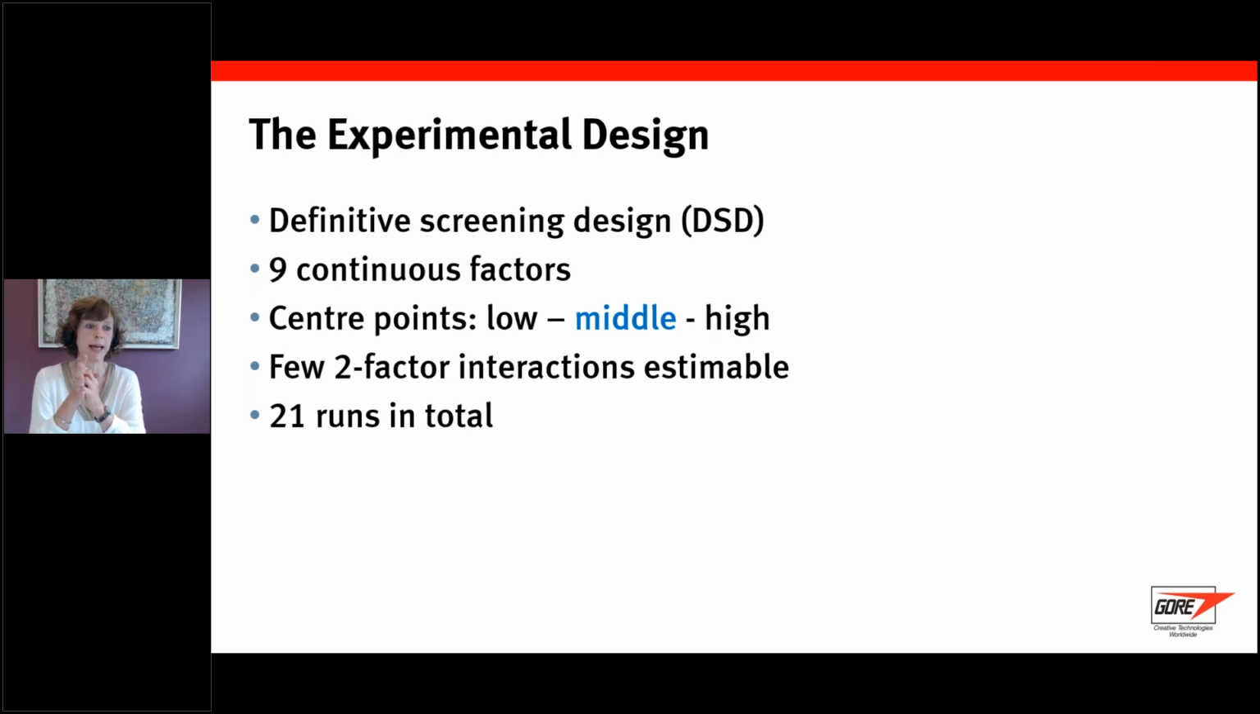We had 9 continuous factors, so factors that we can change on a continuous scale, like a temperature. You can really set 50 degrees, 60 degrees, or 60.5 degrees, whereas in the categorical factors, you would have maybe ingredient type A and ingredient type B. So we had those 9 factors. We can only estimate a few of the interactions, and we could afford the whole experiment in just 21 experimental runs.